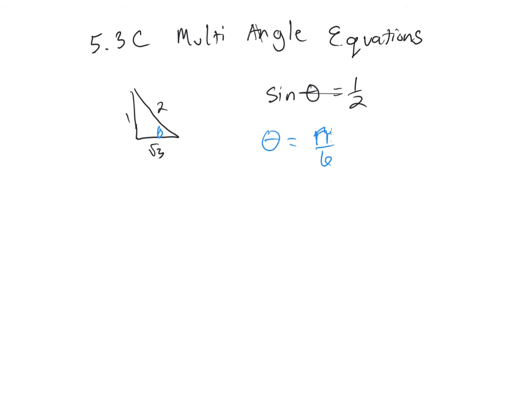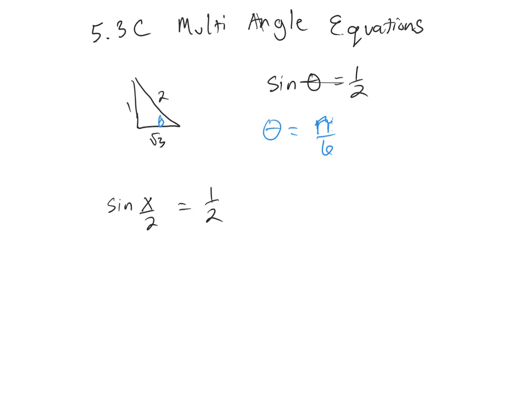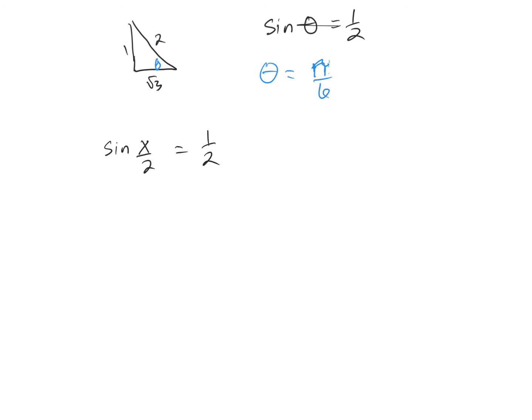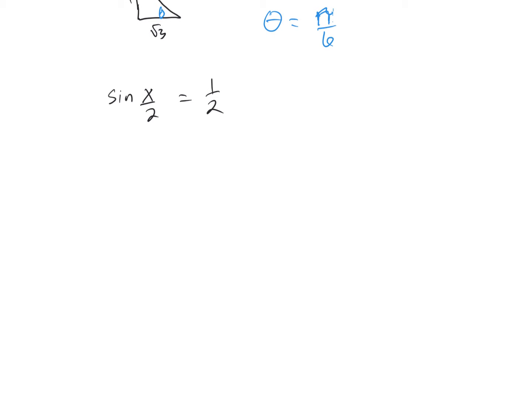But now, let's say we take it to another step. What if my sine of x divided by 2 equals 1/2? Well, the x divided by 2 is my theta. It is my angle. But now we take it another step and say, okay, x divided by 2 is theta. What is x? So within theta, what is x?